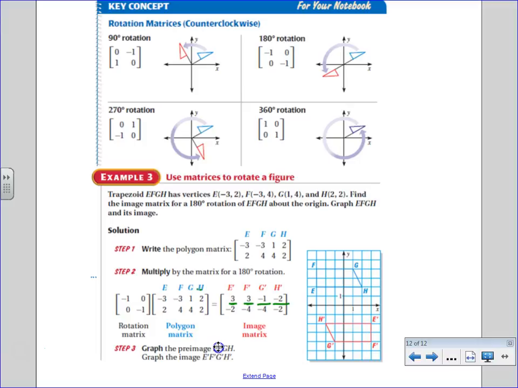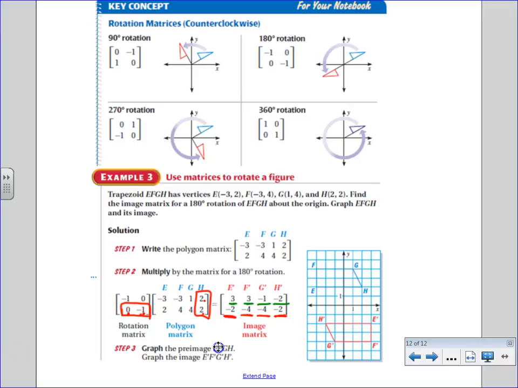Once we've gone through the first column, then we move to the second column, or second row, and multiply bottom row times first column, back where we started. 0 times -3 is 0. -1 times 2 is -2. Move over to the next column. 0 times -3 is 0. -1 times 4 is -4. Next column. 0 times 1 is 0. -1 times 4 is -4. And the final column. 0 times 2 is 0. -1 times 2 is -2.